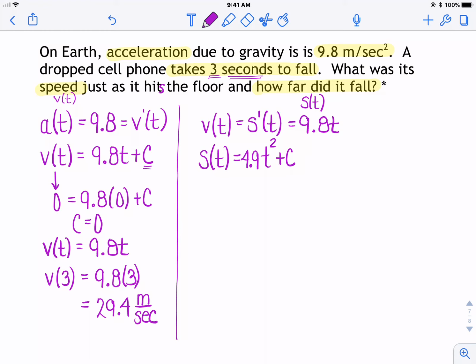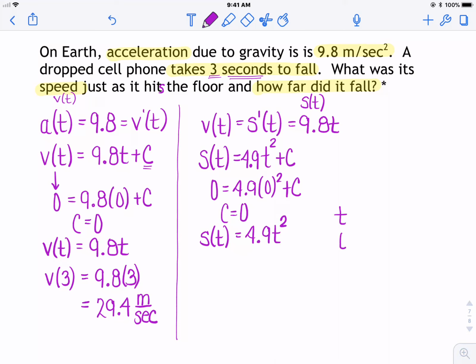If I think about this, I could say that my position at time 0, or the distance it had fallen, was 0 meters. So it had fallen 0 meters at a time of 0. So I have a specific antiderivative I'm looking for. Again, in this case only, the constant happens to be 0. So the position function that I can use to find location will be 4.9t squared plus 0. I know what happened at time 0. At time 0, the position is 0. It had fallen 0 meters.